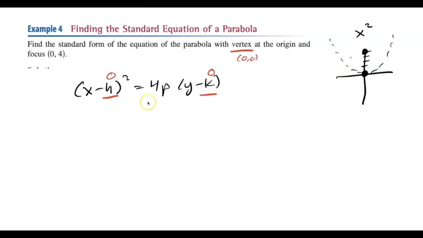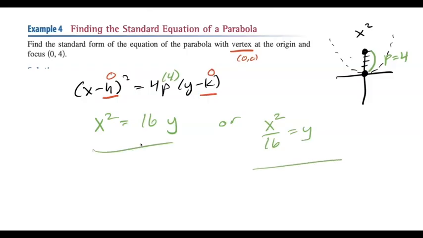And all we have to do now is find the p. The p is the distance from the focus. P here is going to be 4. So now we get x squared equals 16y. That's an acceptable answer. Or you could get the y by itself, divide by 16, and you get x squared over 16 equals y. Either one of them is fine.